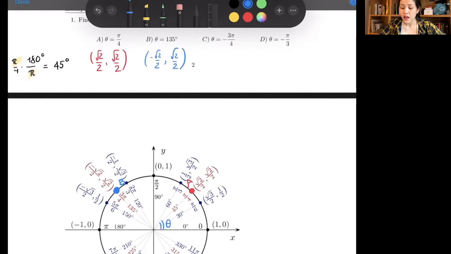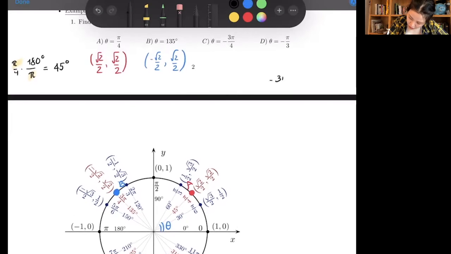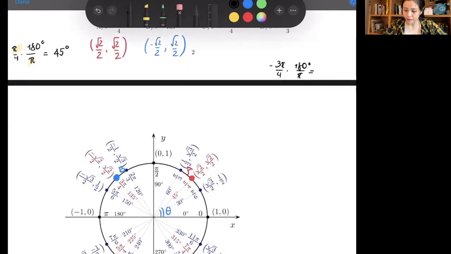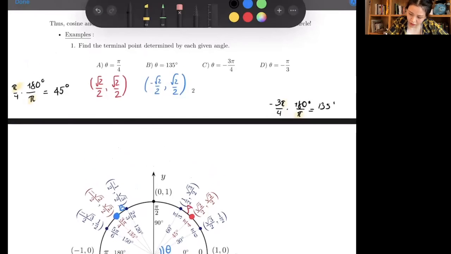C, theta equals negative 3 pi over 4. Again, if you want to change that into degrees, all you have to do is multiply by 180 degrees divided by pi. The pi cancels. 180 degrees divided by 4 is 45. 45 times 3 is 135. It's 135 degrees. So if it's easier for you to imagine in degrees, if you change that into degrees, it's 135 degrees.